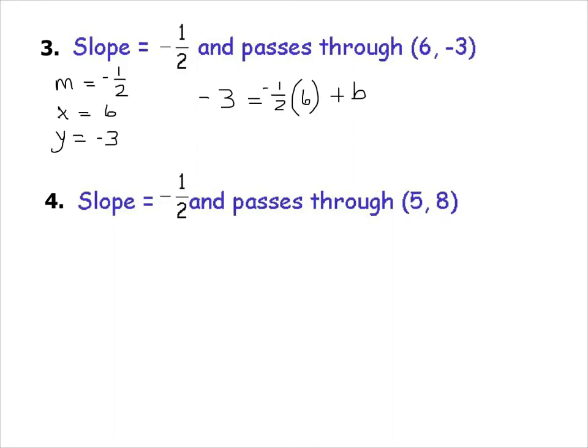Okay, so I went ahead and stated what my variables were, and I plugged them into the equation. So I have -3. What's -1/2 of 6? So a negative and a positive gives me a negative, and half of 6 is 3. I added 3 to both sides. So 0 was equal to b.